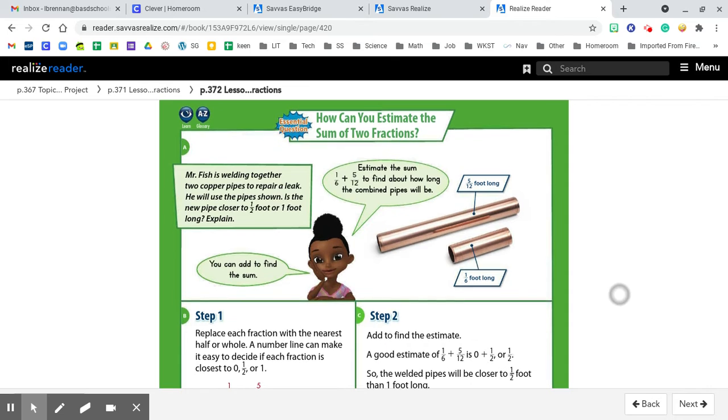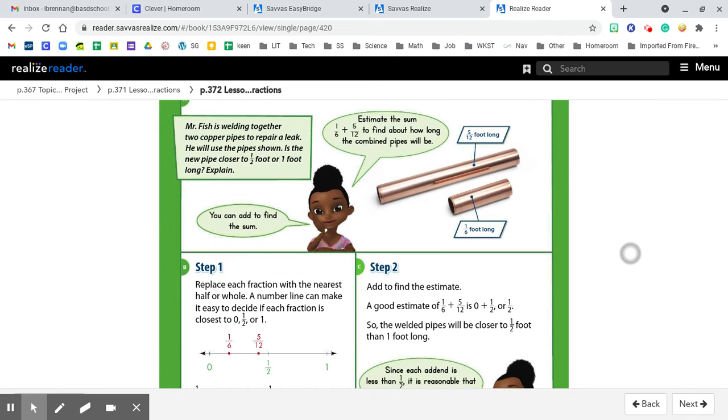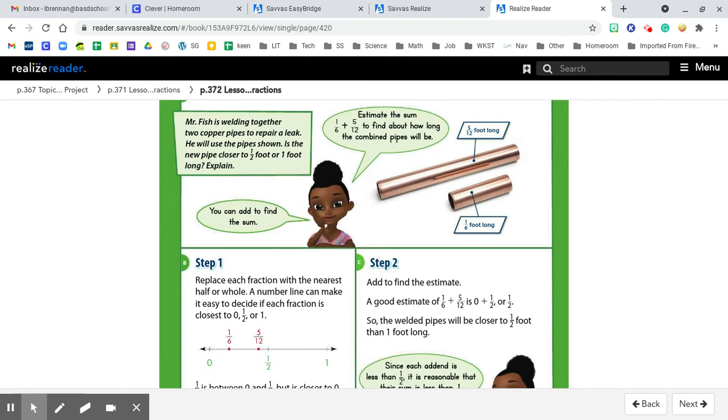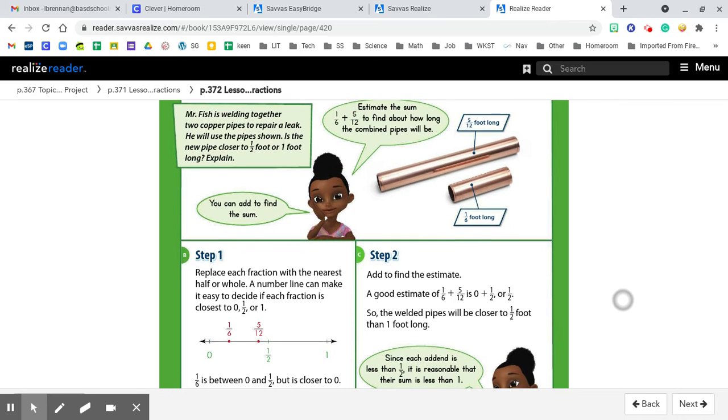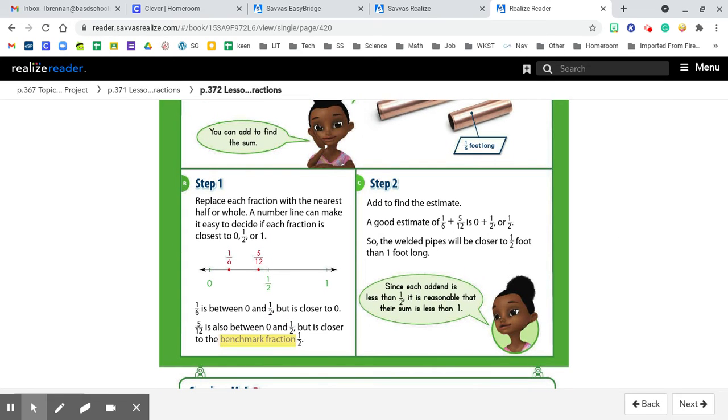So he's welding together 2 copper pipes to repair a leak. Is the new pipe closer to a 1/2 a foot or 1 foot long? We know that 1/6 is way less than a half a foot, and 5/12 is close to a half a foot. So if you combine them, if you add them together, if you combine 5/12 and 1/6, you're going to wind up kind of around here. So you're going to be closer to 1/2.